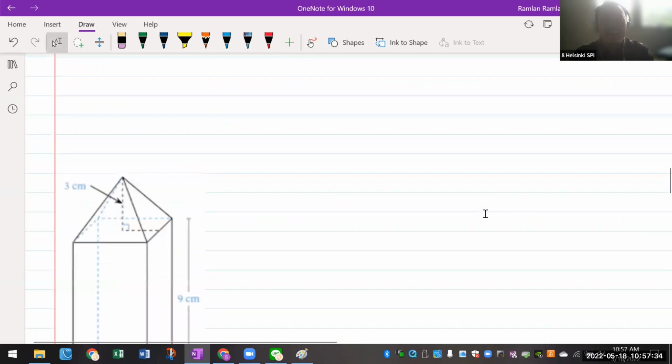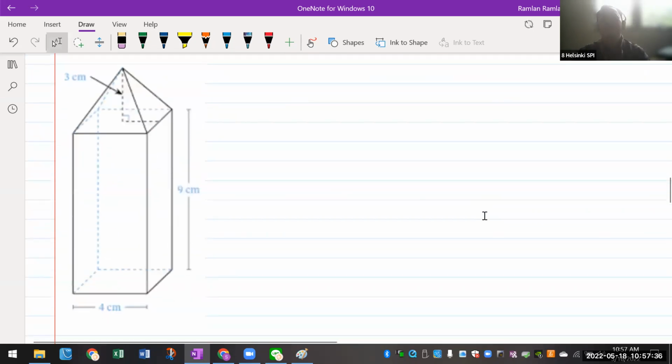Okay, next one. Here we go. I'm going to go to Abin. How many basic shapes do you see in this 3D compound shape? There are 2 of them. Okay, there are 2 of them. Can you name them? The name of the shape?